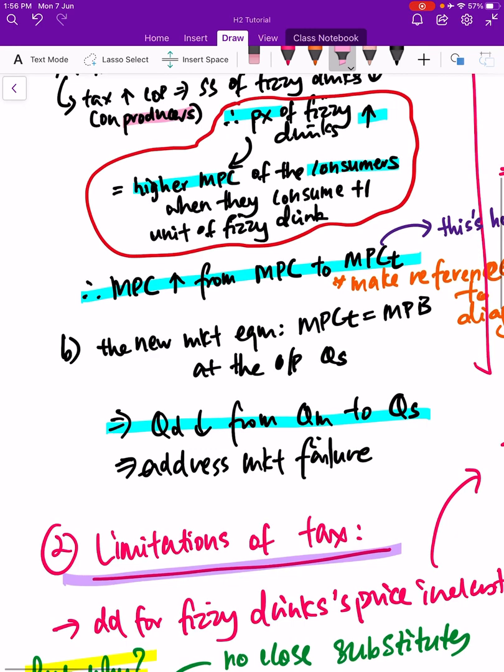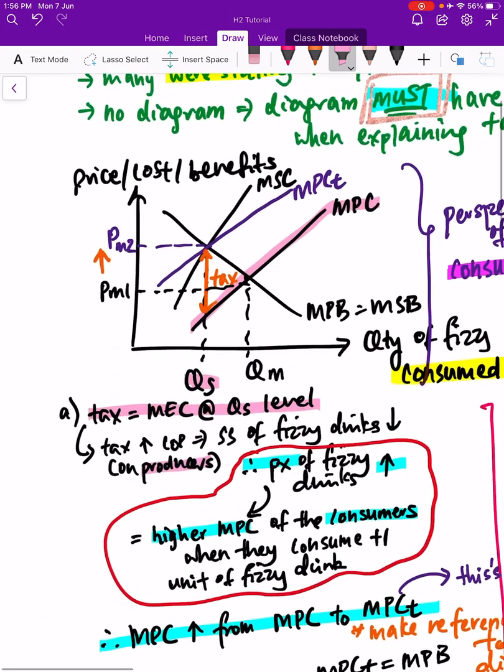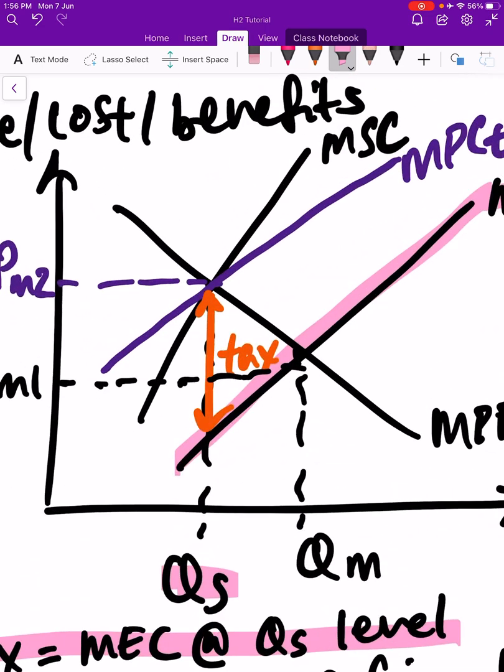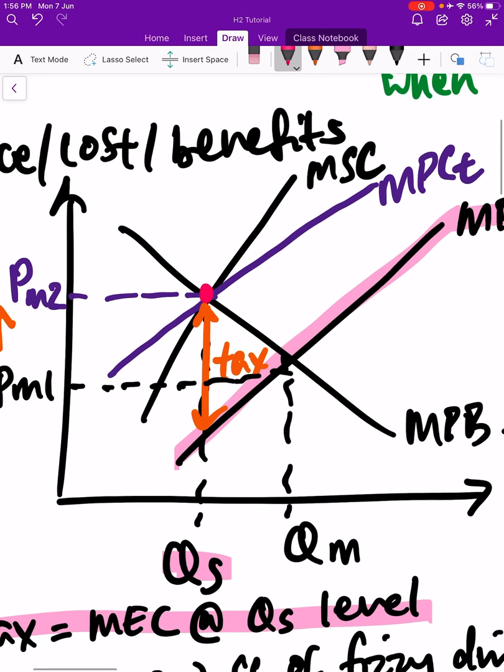Then you do not just stop there. You have to further elaborate how, with the taxation, the private cost increases from MPC to MPCT, thereby having a new market equilibrium. The new market equilibrium, if you look at the diagram, is in fact this particular point over here where your MPCT cuts your MPB. So it gives you the new market equilibrium after tax.